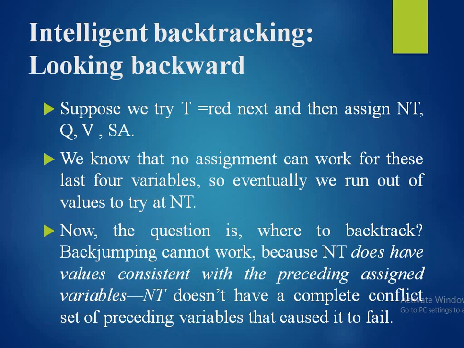Suppose we try T = red next and then assign NT, Q, V, SA. We know that no assignment can work for these last few variables, so eventually we run out of values to try for NT. Now the question is where to backtrack. Backjumping cannot work because NT does have values consistent with the preceding assigned variables. NT doesn't have a complete conflict set of preceding variables that caused it to fail.